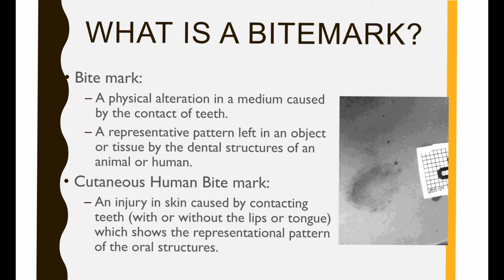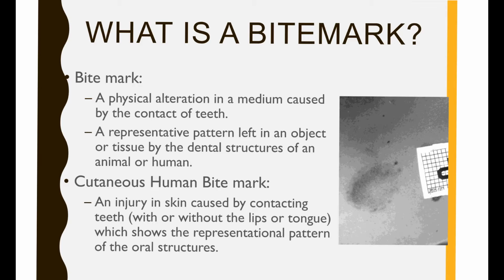All right, so let us talk about what a bite mark actually is. A bite mark is a physical remnant of contact with teeth. It is literally an impression that the teeth leave behind, and it's normally a representative pattern. It can be left in an object itself, or it can be left in tissue of a person or an animal or something of that nature.